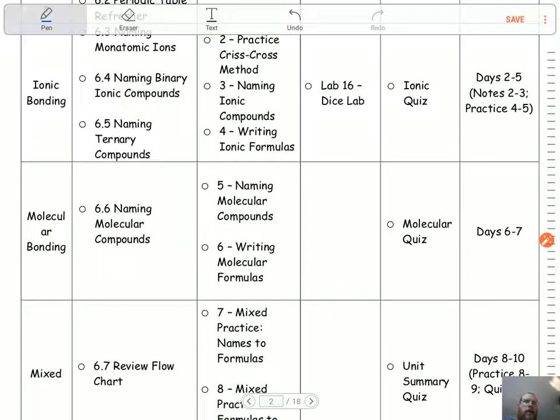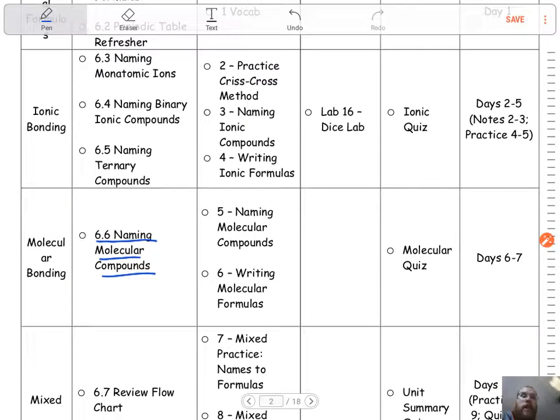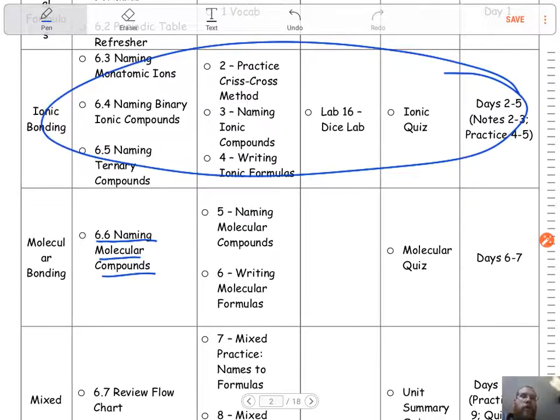Hey guys, this is video 6.6, naming molecular compounds. Again, before you do this video, you should have completed everything up here. You should not be going on to this video until you've done this.